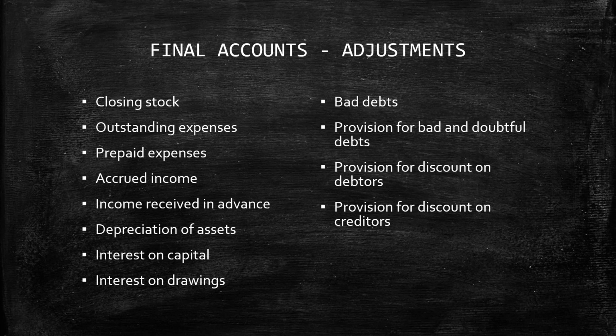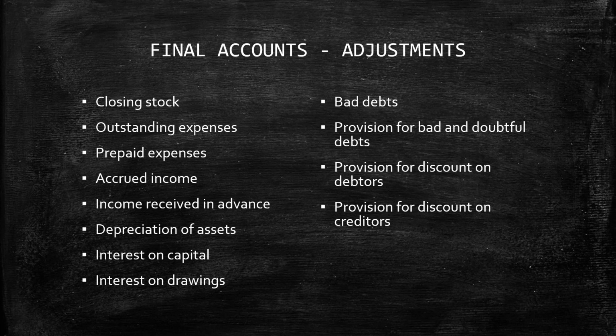Next one is provision for discount on debtors. So for anticipating how much discount you have to give, or to cope up with the loss, the discount allowed to the customers, you have to create a provision. So you have to enter the amount in the debit side of the P&L account, and you have to deduct the amount from the debtors.